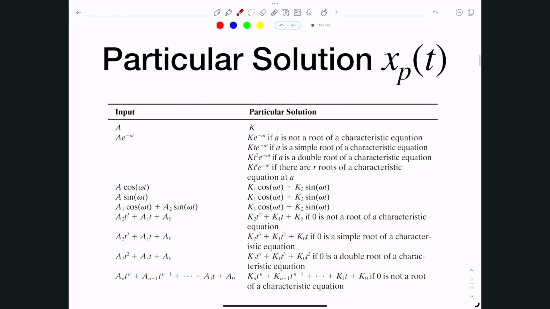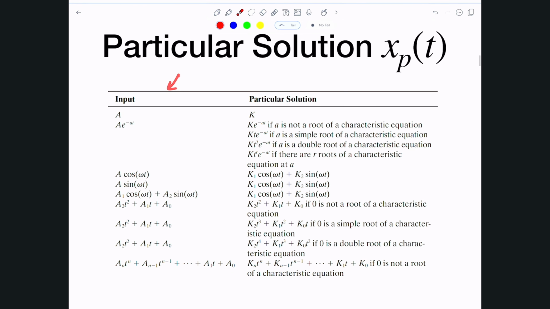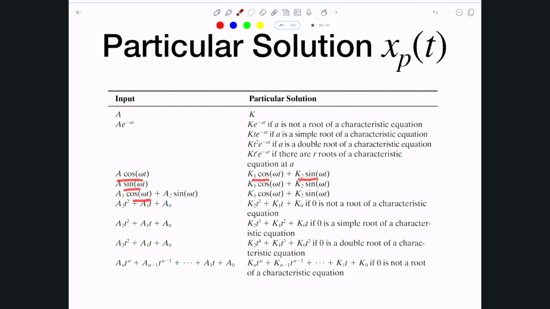The particular solution x_p of t is based on the shape of the forcing function. In this table, I'm showing you different forcing function shapes. If the forcing function is a constant, the output will be constant. If it is exponential, the output will be exponential, but with different forms depending on something to do with the characteristic equation, which I'll cover. If it's sinusoidal, it's a combination of sine and cosine, and the same if it's a combination of sine and cosine. If it's polynomial, it's also polynomial, and so forth.